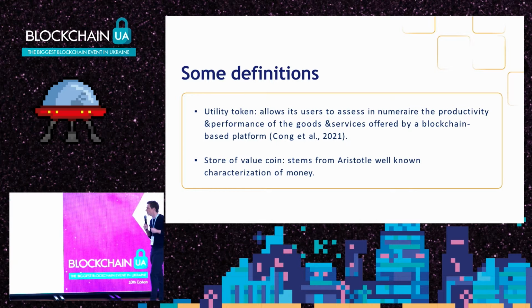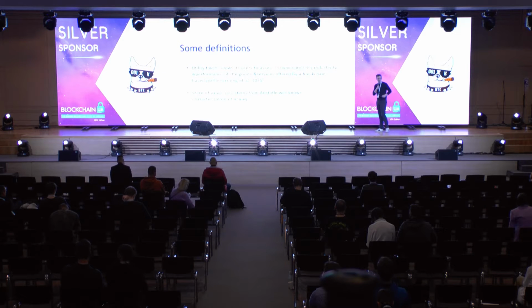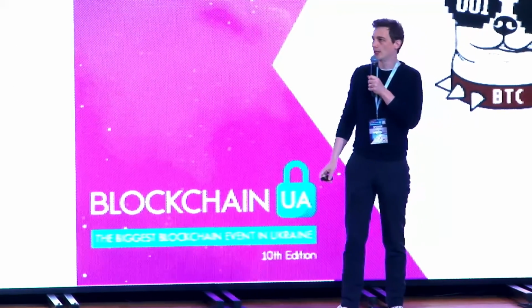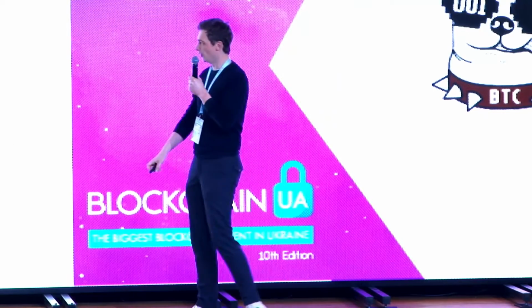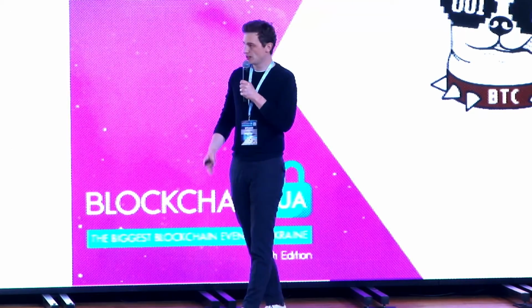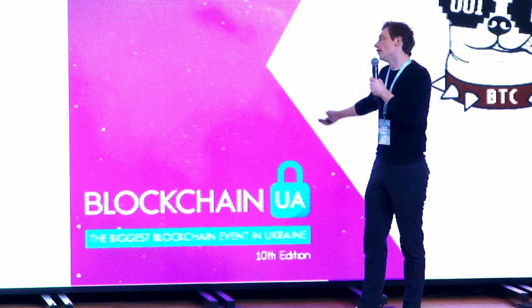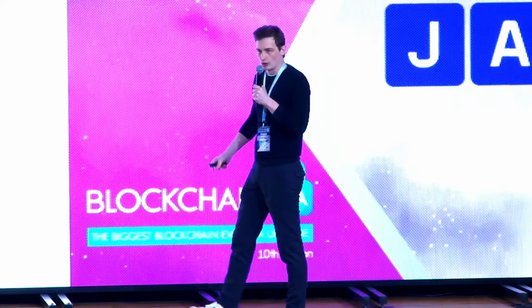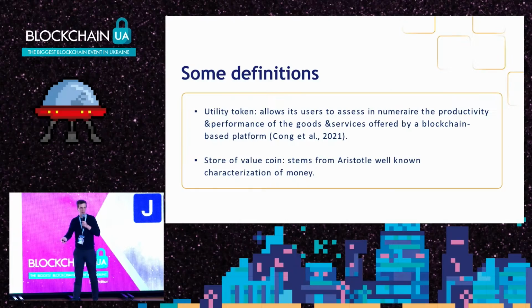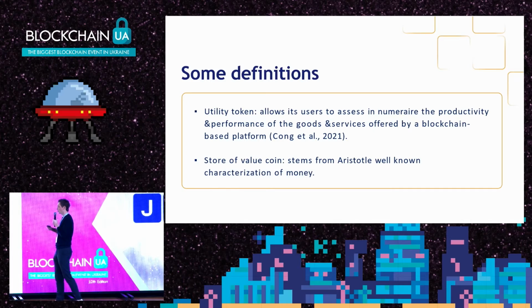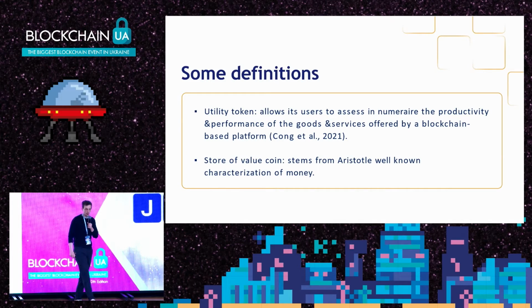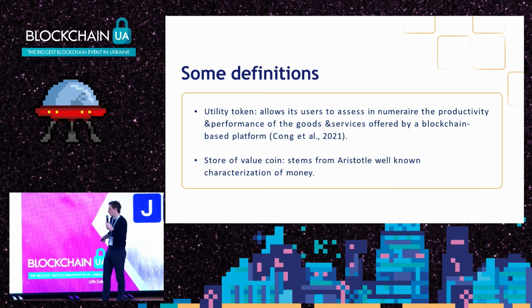The second part is the utility token, and it's a bit more complicated to define. But I follow a definition given by Kong and his colleagues in a paper, which is based on what we call in economics the productivity. So how much performance the coin can have inherently, meaning is it useful for the goods and services you are supposed to buy on the blockchain you use or on the smart contracts you use?